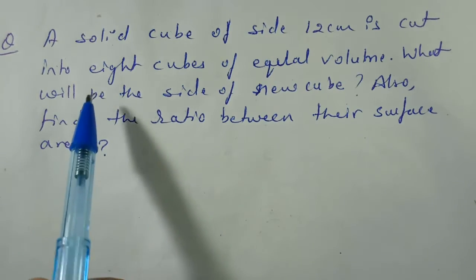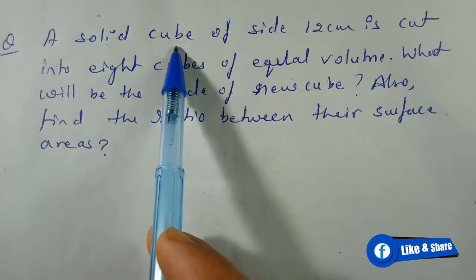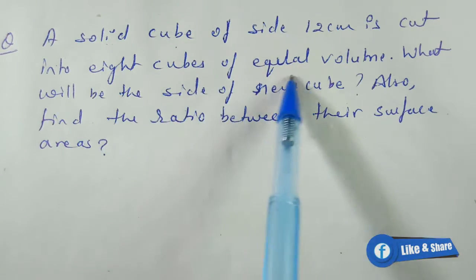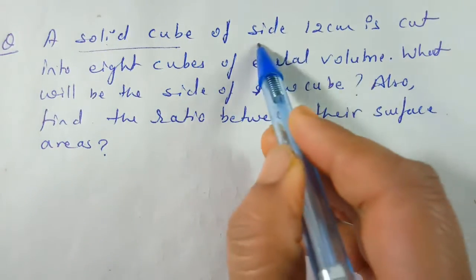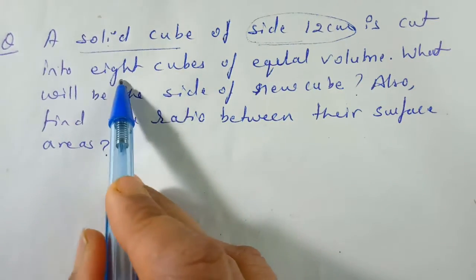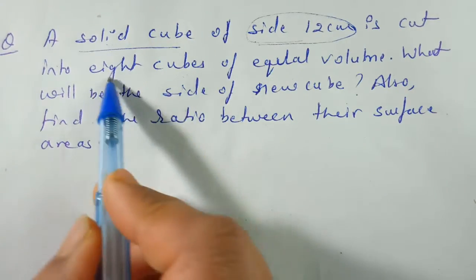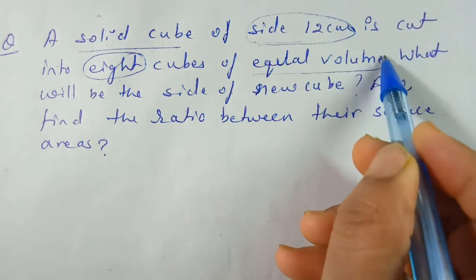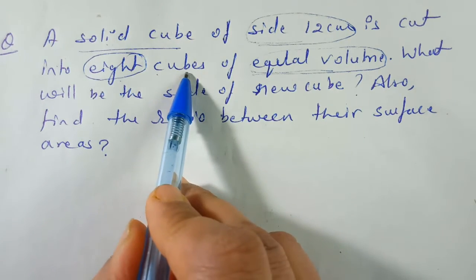Yes, student. Today we are solving a word problem. A solid cube of side 12 centimeter is cut into 8 cubes of equal volume. There is a cube and each of its sides is 12 centimeter. It is cut into small cubes, the number of cubes is 8, and it is given that all of them have equal volume. It means they are of equal size.